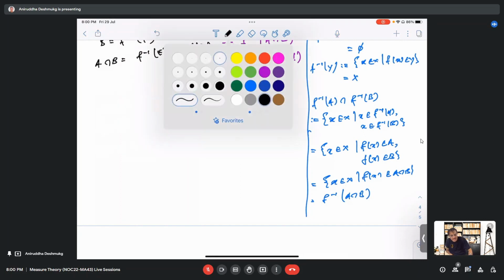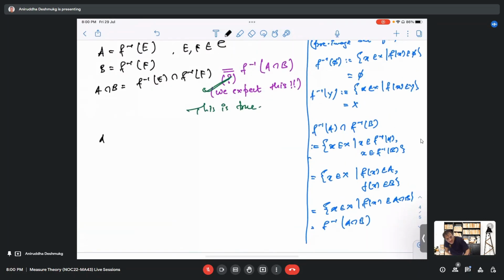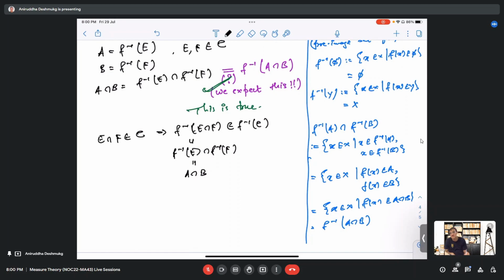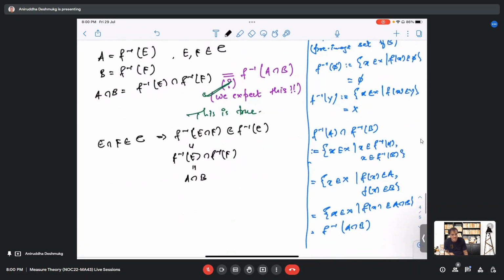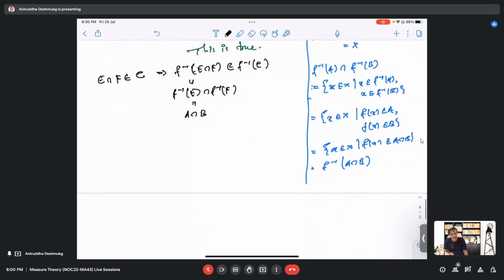Now once we have this, I guess we are through, right? Because E intersection F will be in C, which implies that F inverse of E intersection F is in F inverse of C. But this is F inverse E intersection F inverse F, which was A intersection B. So the intersection of two of these pre-images is again a pre-image. So at least F inverse C is closed under finite intersection.